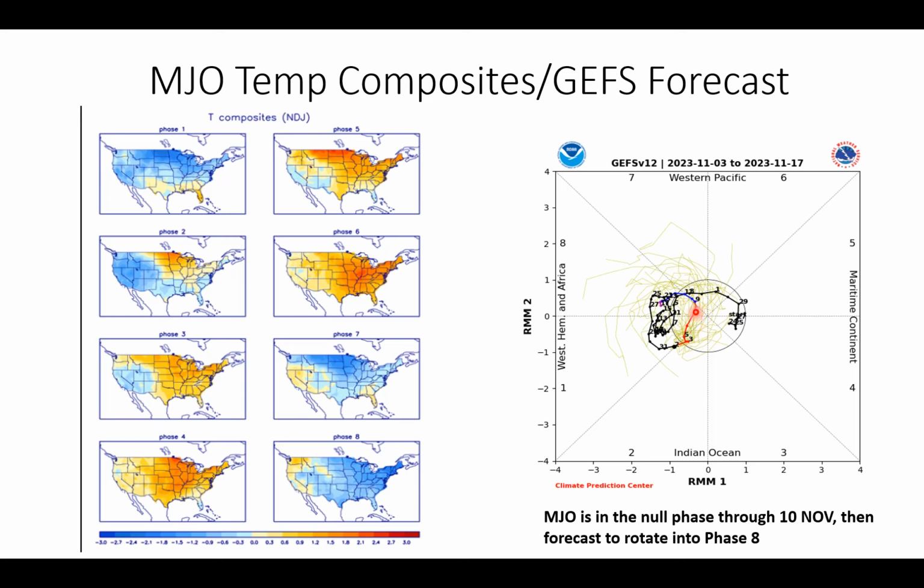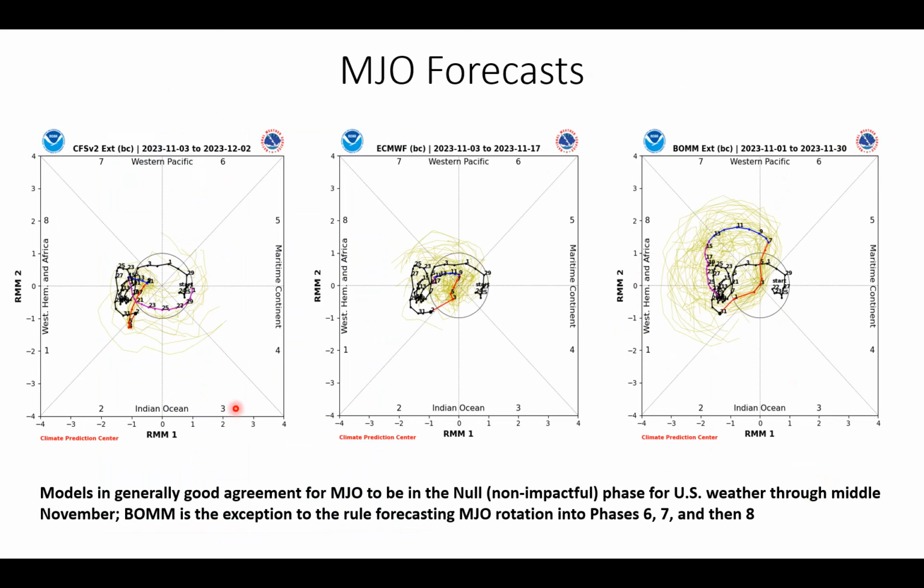And then over time, the latest forecast is for the GEFS V12 to show the MJO rotating weakly back into phase 8. And this runs all the way to the 17th of November, about 2 weeks out. Other MJO modeling forecasts, CFS V2 on the far left, are showing very similar. We're getting into more of a null phase over time as we move through the first half of November, and then potentially rotating back out. The CFS V2 extends to the 2nd of December, potentially rotating back out into phase 8 and phase 1 by early December.